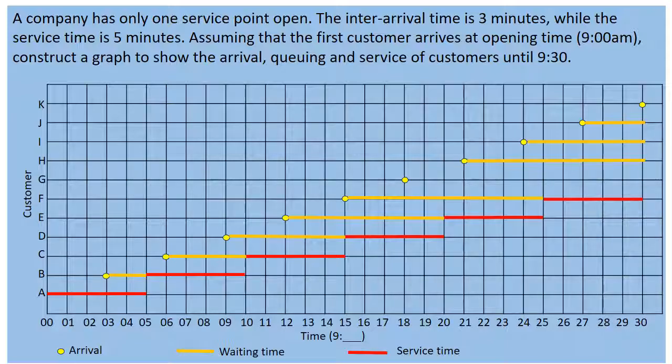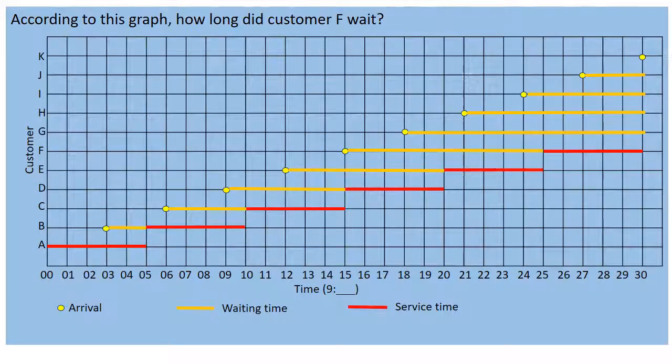So we can interpret this graph with a few questions now. First of all, how long did customer F wait? So we're going to look at customer F. How long did they wait? They waited from 9:15 until 9:25. So customer F waited 10 minutes.